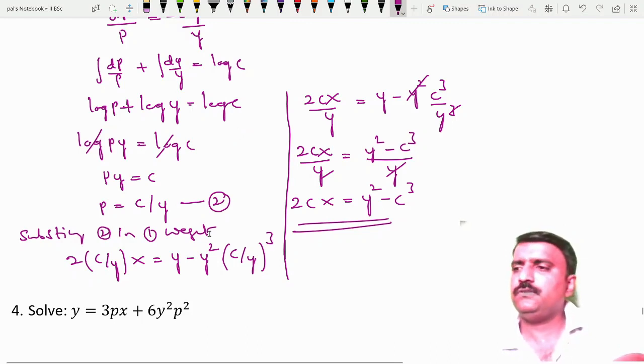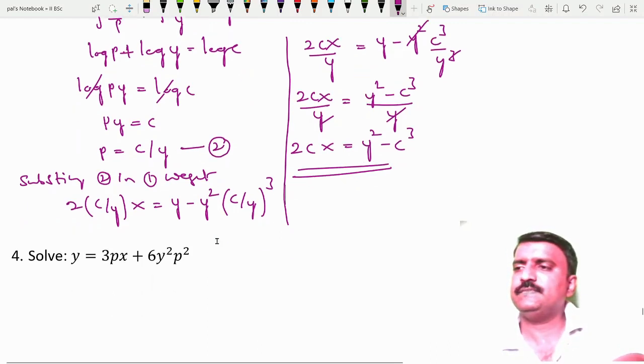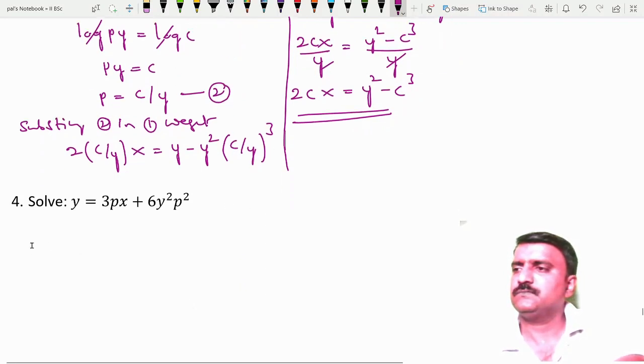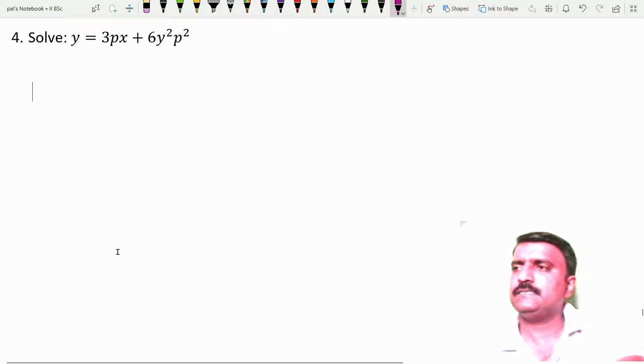Similarly, we solve one more example of the same type. Y is equal to 3px plus 6y square p square.